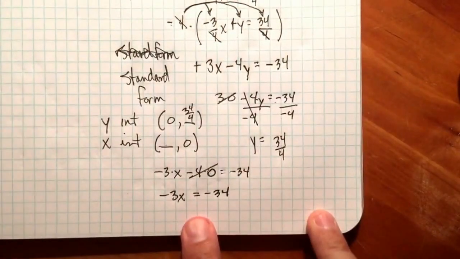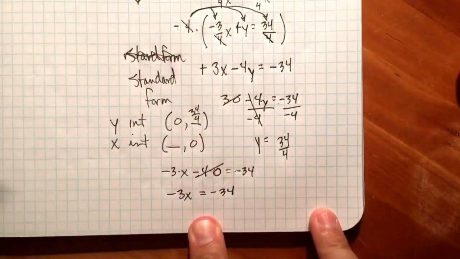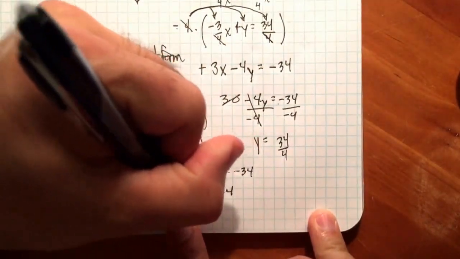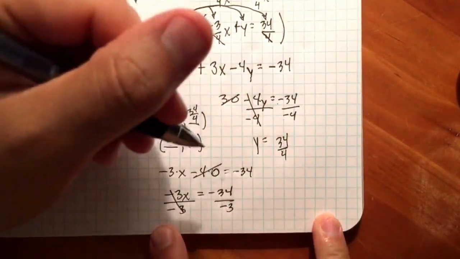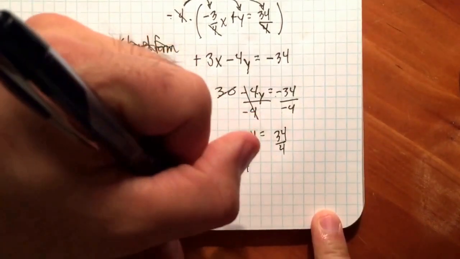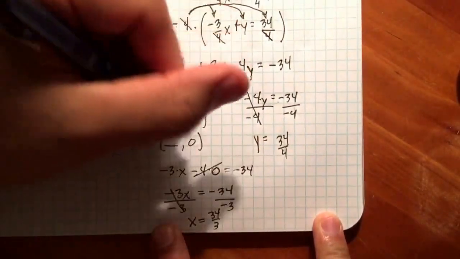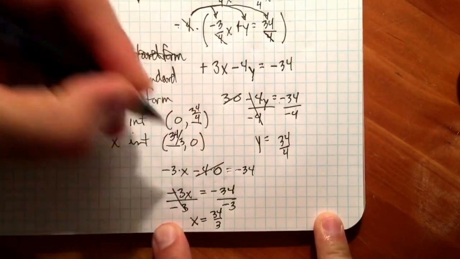And then this is a one-step equation. The negative 3 is being multiplied to the x. So in order to isolate the x and get it by itself, I need to do the opposite, which is divide by negative 3. Negative 3 divided by negative 3 is 1. X equals negative divided by negative is a positive 34 thirds. So my x-intercept is 34 thirds.